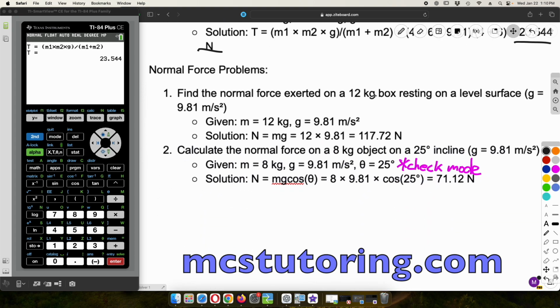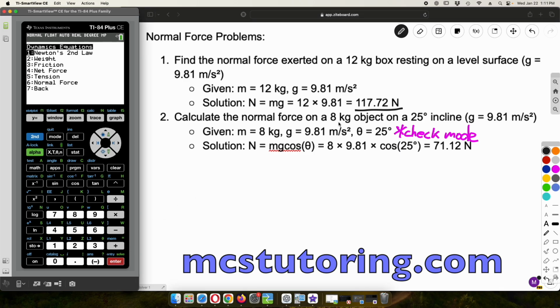Okay, now for the normal force problems. We're going to go to option 6 under the dynamics equations. Now, find the normal force exerted on a 12 kilogram box resting on a level surface. So it's on a level surface for the normal force here, so we'll choose option 1. And then, what is the mass? The mass is 12. And then what is the G? It's 9.81. Okay, cool. 117.72 newtons. Very good, very good. And we have it.